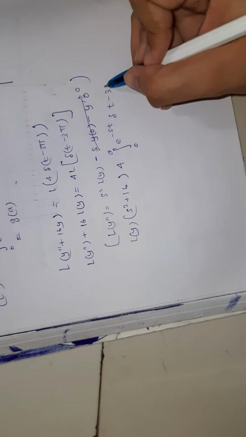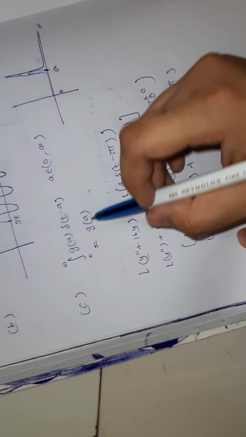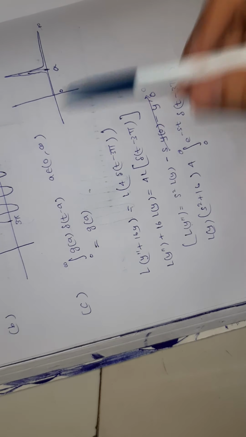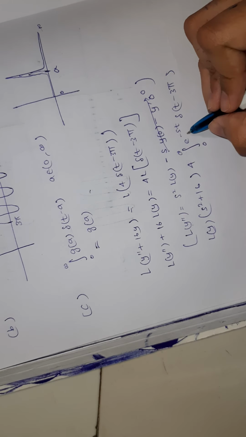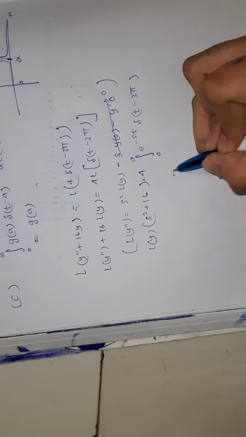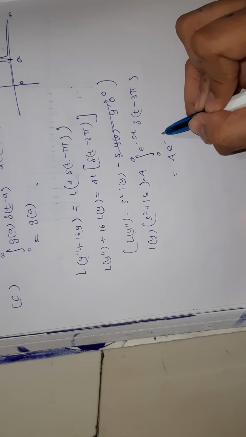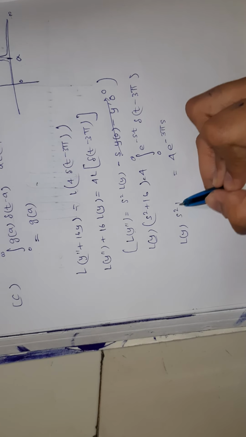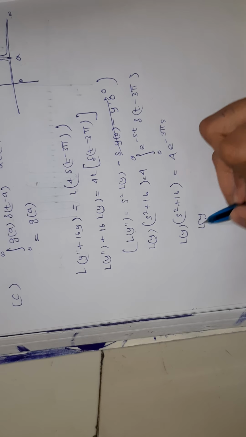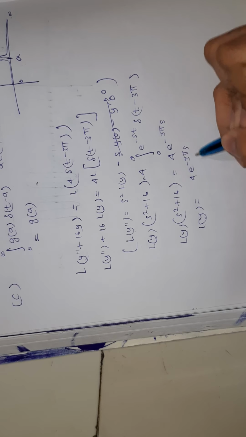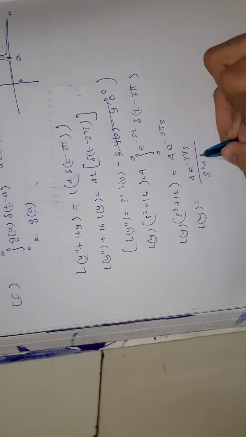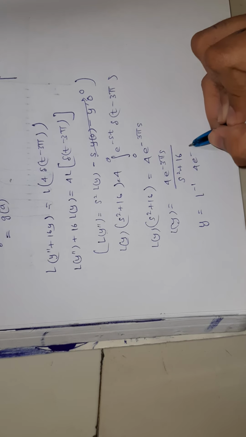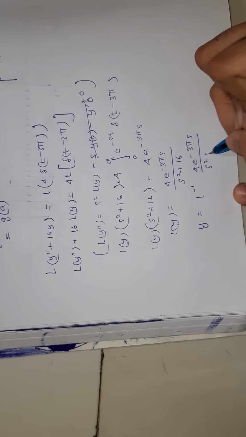This is t minus 3 pi, and by this above property it will just be, and because 3 pi lies between 0 and infinity, that's why we can use this property. So by this above property, this will just be 4 into e power minus 3 pi s. So you can take this over here. And so to find y, we'll have to do Laplace inverse of 4 e power minus 3 pi s divided by s square plus 16.